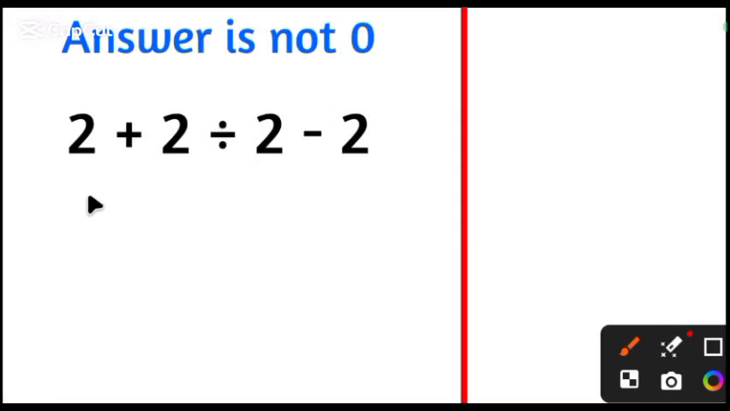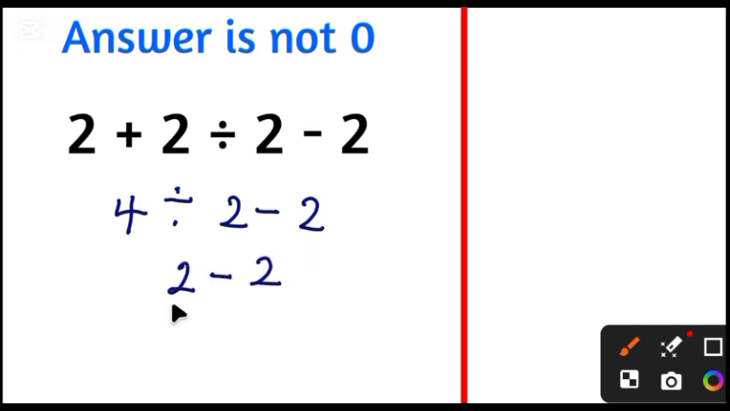People get this equation wrong because they just go from left to right. They solve it like this. 2 plus 2 is 4. Divide by 2 minus 2. 4 divided by 2 is 2 minus this 2. And then 2 minus 2 equals 0. You can see 0 is not the correct answer.